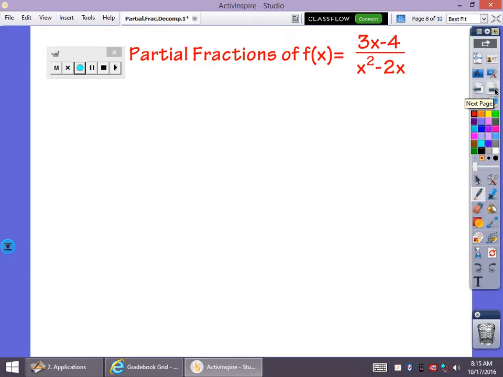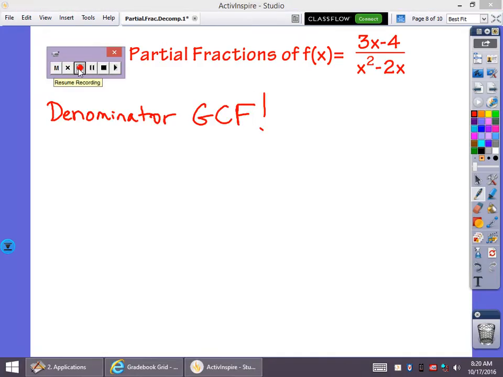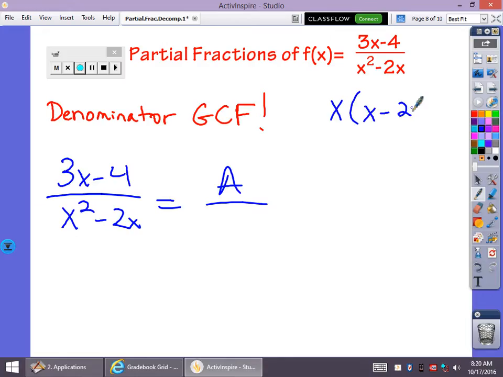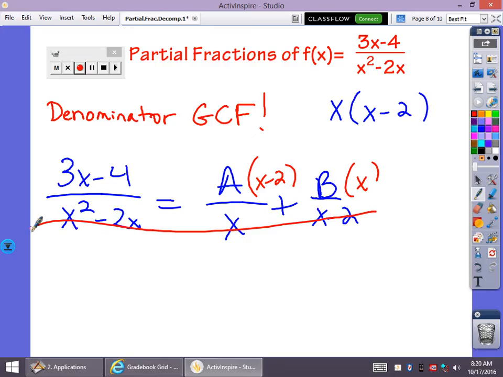Tackle this one for me. Here is my hint on this one. Denominator. You're going to want to use GCF. All right, help me out. Let's factor this denominator. So we have 3x minus 4 over x squared minus 2x equals a over x plus b over x minus 2. The GCF is x; factoring it out, x minus 2 comes back and x goes away.